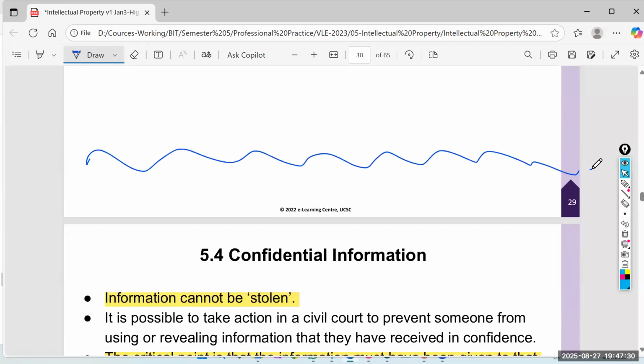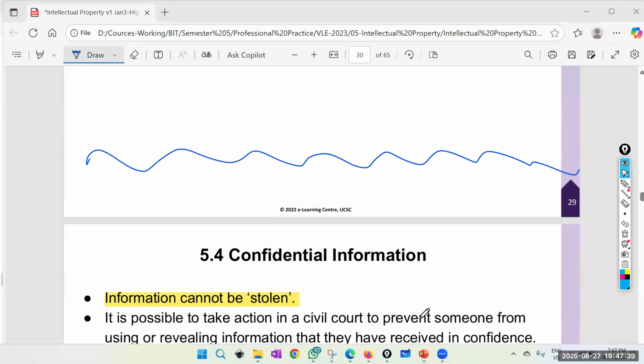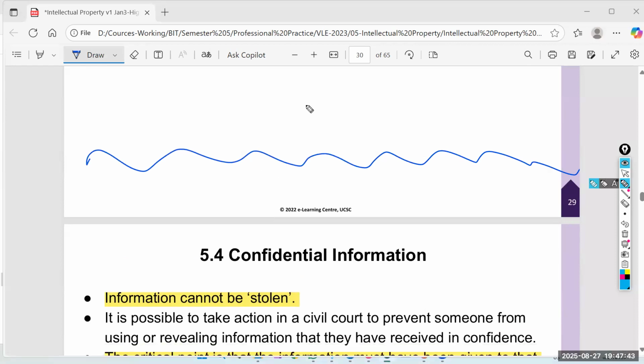So, we'll take a break. After the break, we'll move on to confidential information and then patents. Now the time is 7:50. We'll start at 8:05.